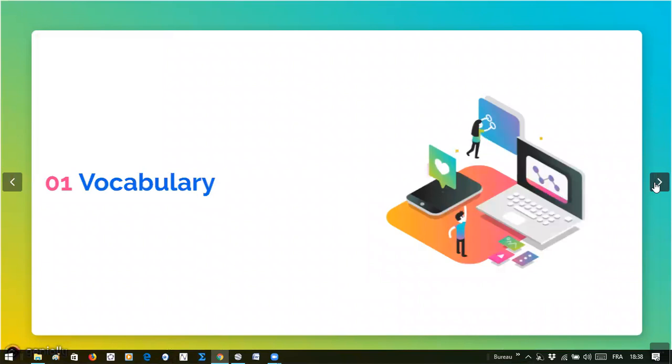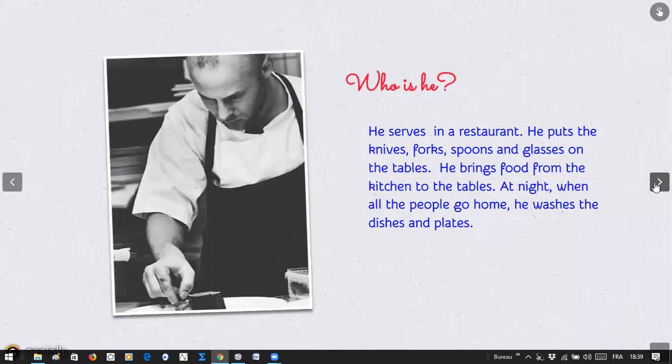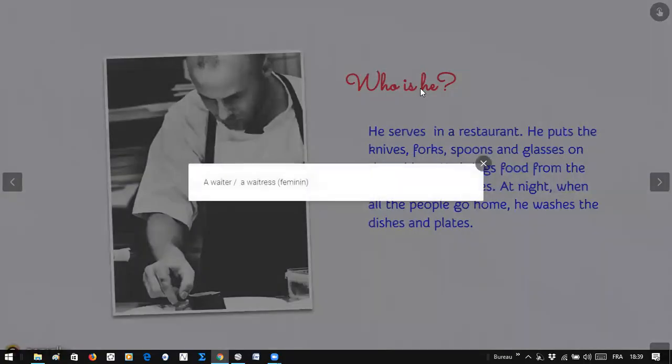Now, after you read the text, I'd like you to guess, who is he? He serves in a restaurant. He puts the knives, forks, spoons, and glasses on the tables. He brings food from the kitchen to the tables. At night, when all the people go home, he washes the dishes and plates. Who is he? He is a waiter. Great. And if it is feminine, what do you say? She is a waitress. Great. So that is a waiter.